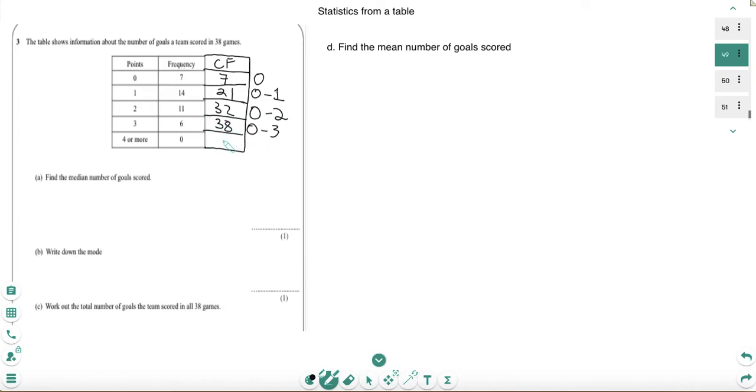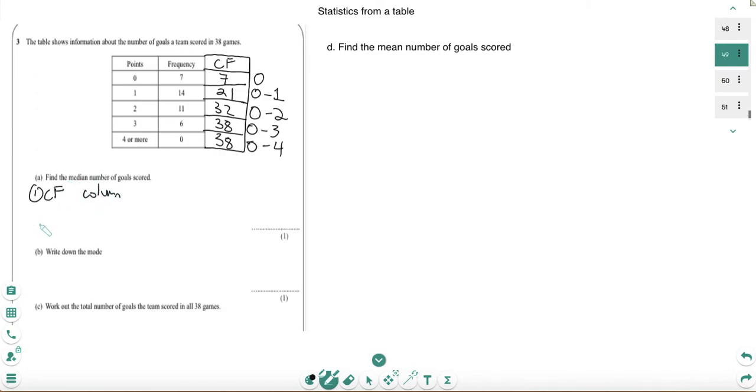And then the final row is the number of games where they scored between 0 and 4 goals. They say goals here but points here. That's kind of confusing. So yeah, the final row is the number of games where they scored between 0 and 4 goals. So it's all of these rows. So let's add all those numbers up. It's going to be 38. So that's step 1. You have to make a cumulative frequency column.